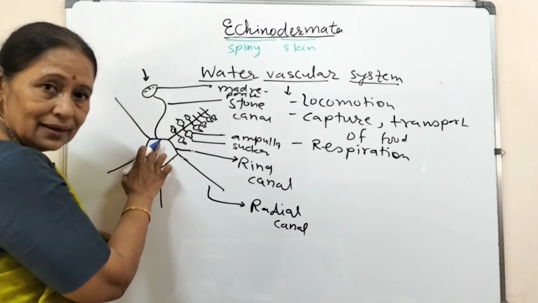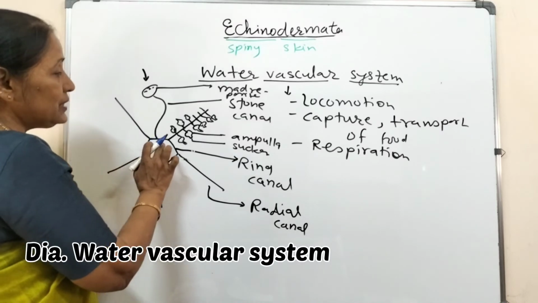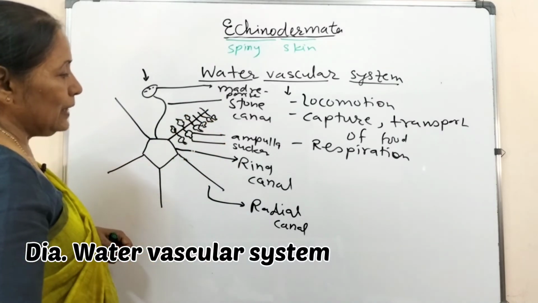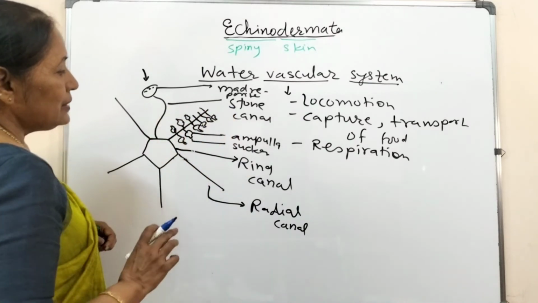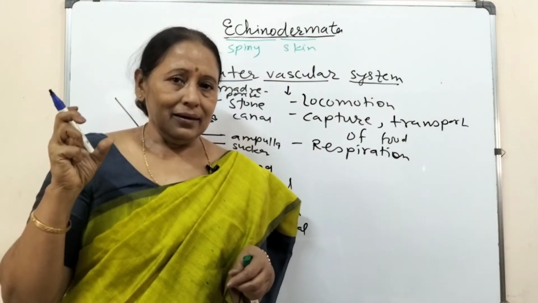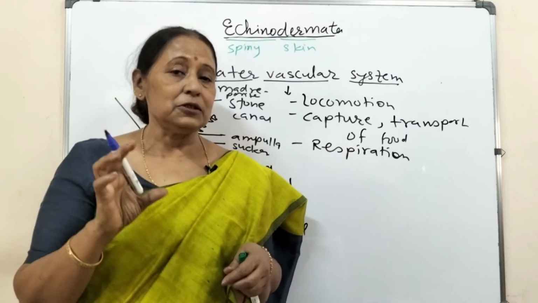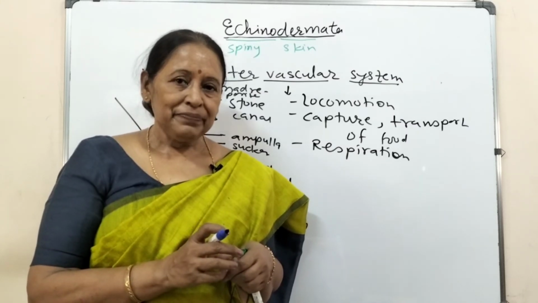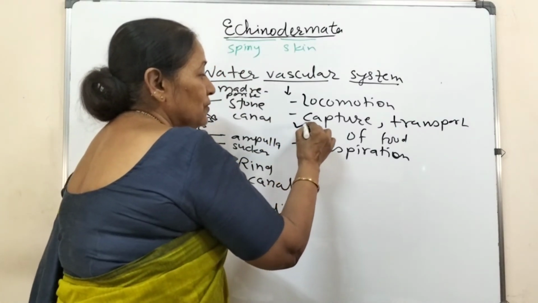It is coming into the ring canal, from which it will move to the radial canal. Then it moves to the ampulla and the sucker. So the water which is coming in is taking the food with it, as well as bringing the oxygen with it. That's why it helps in capture and transport of food.